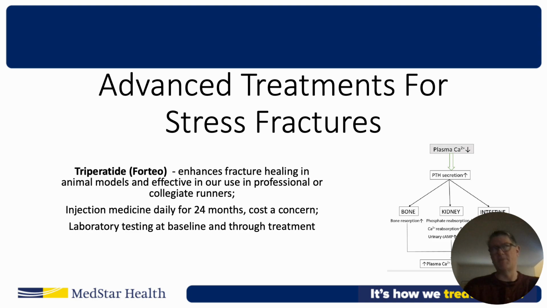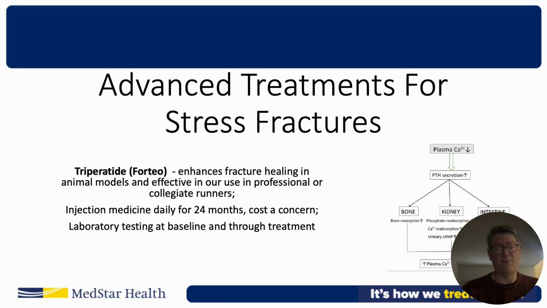Touching briefly on some of the more advanced things that are out there, and these are usually not FDA approved, or if they are, they're newer. Teriparatide is sometimes known as Forteo, or its competitors, Tymlos, essentially are things that have been used by professional athletes, Division I athletes, and it basically is going to increase the effect of the chemical PTH in the body. It's an injection. You have to give it to yourself daily for about 6 months.